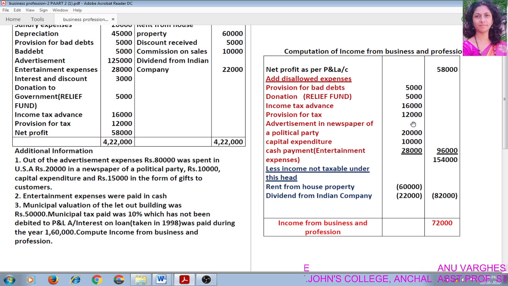You can add these figures. Write the figure in the outer column. Then add net profit and total of disallowed expense. Now we are getting 1,54,000. Write that figure in the outer column. Next step is we have to deduct income not taxable under this head.